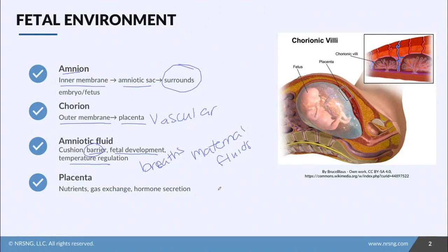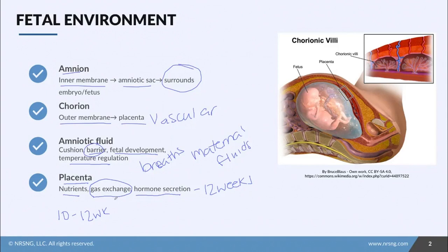And our last little piece here is our placenta, the last part of our fetal environment. So the placenta is going to pull nutrients. It is going to perform the gas exchange. So that's important. It's not the lungs. The placenta does the gas exchange. And then also it takes over the hormone secretion, and that is at 12 weeks that the placenta will take over that hormone control. The placenta is usually present and working between 10 and 12 weeks gestation. So all this will happen.